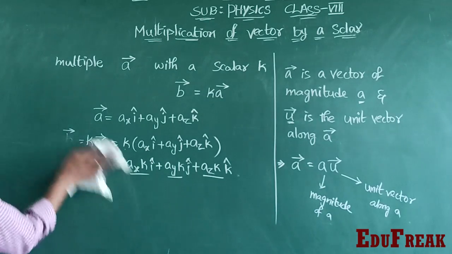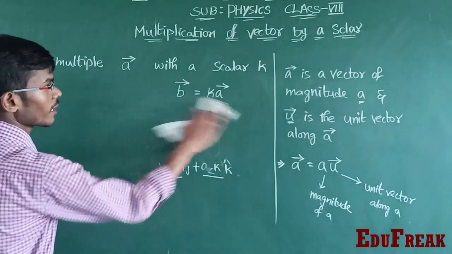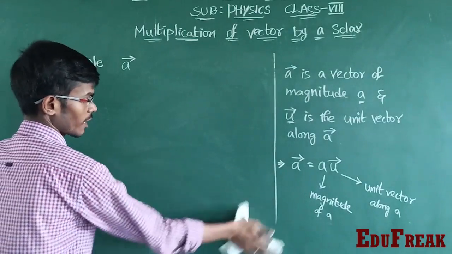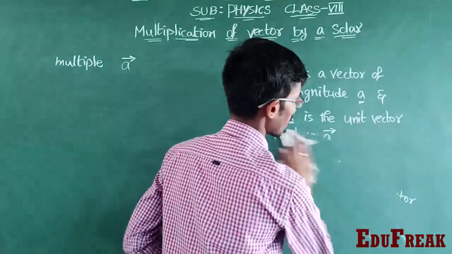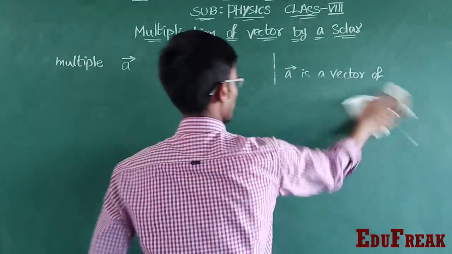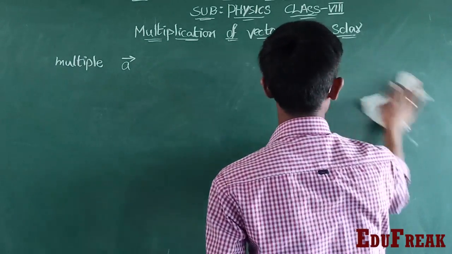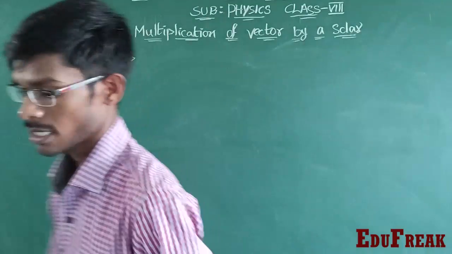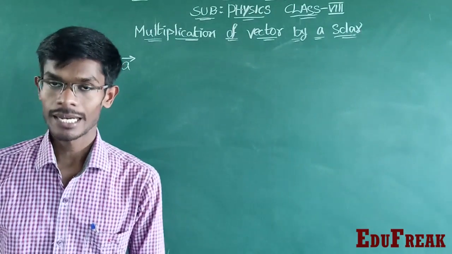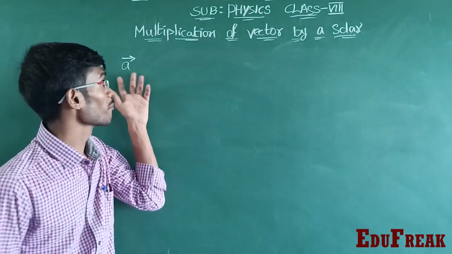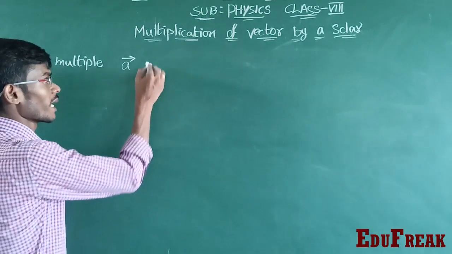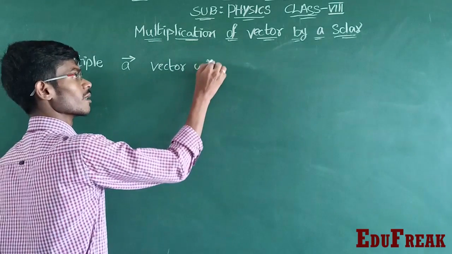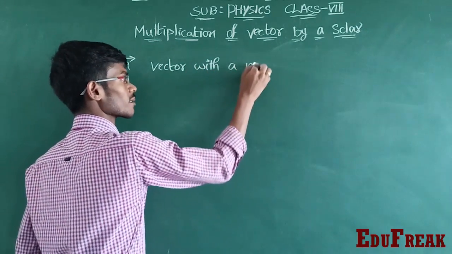Then if you multiply a vector a bar with a number, what will happen? If you multiply a vector a bar with a positive number, what happens to the magnitude and direction? We are multiplying a bar vector with a number.